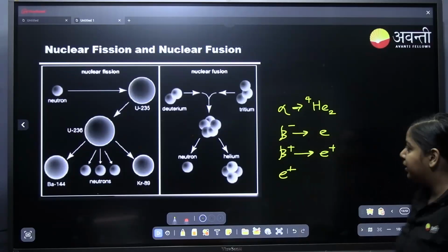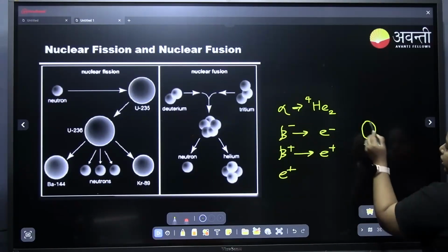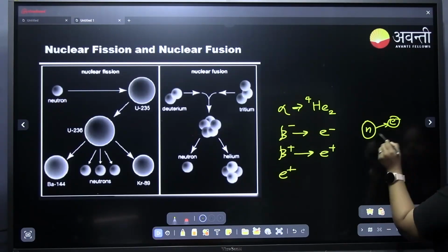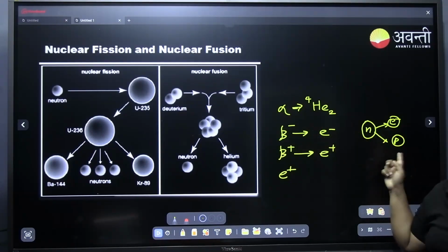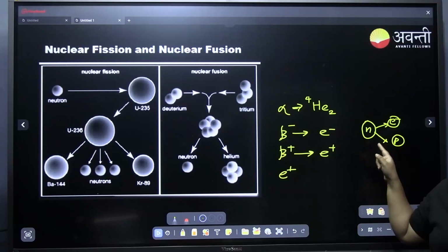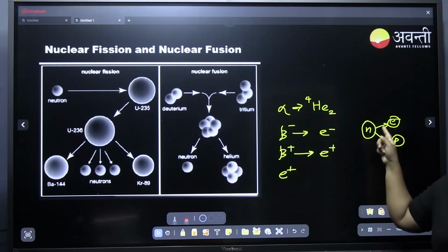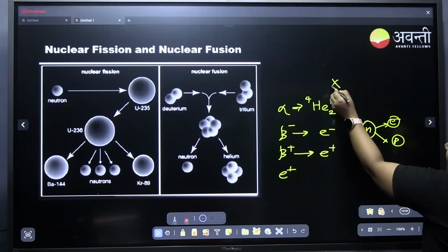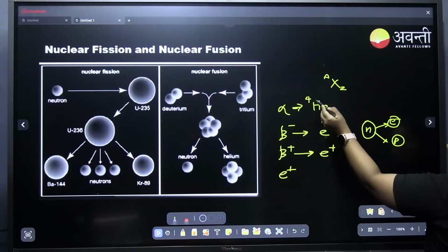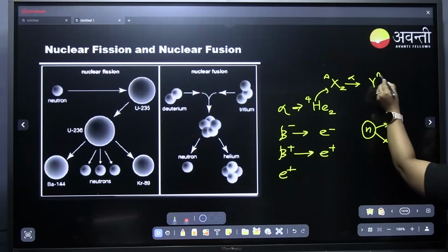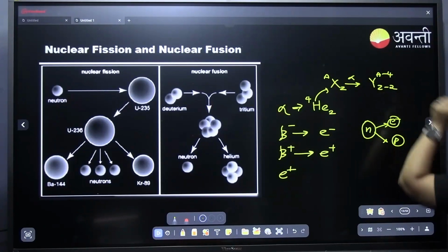Beta minus emission means this is an electron. So what is happening? A neutron is separating an electron from it and converting into a proton. This is beta minus, which means a neutron is converting to a proton. The number of nucleons remains the same, but the number of protons will increase. In this case, if X with A, Z was there, and it emits an alpha particle, it will become Y with A minus 4, Z minus 2.